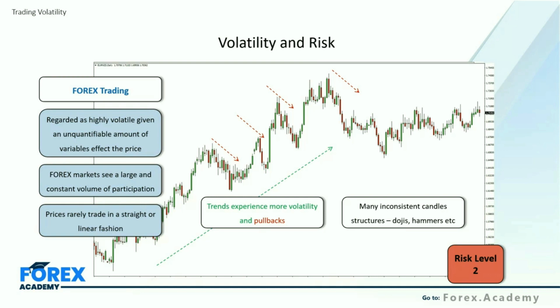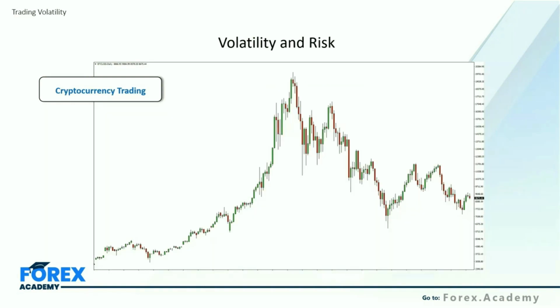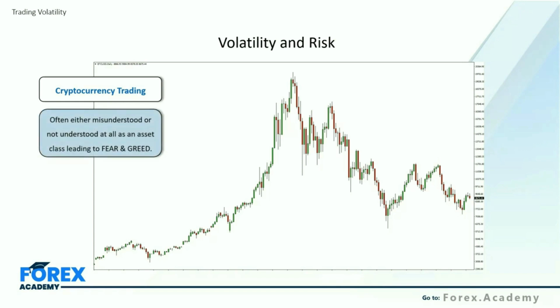Just observing the structures of the candlesticks themselves, we can actually see that we have some dojis here, we have some hammers, and that is evident or perhaps explicable of the short-term volatility within the daily candlesticks themselves. Perhaps some of the more popular assets to trade nowadays are cryptocurrencies, and they are quite volatile in terms of risk association as well.